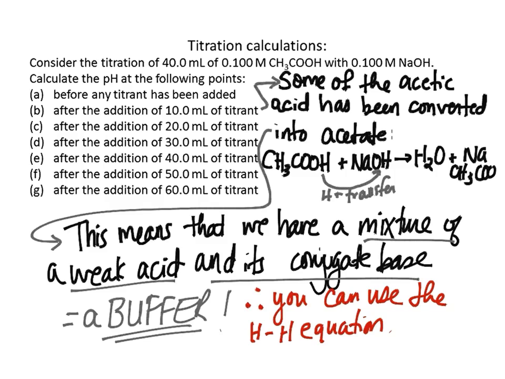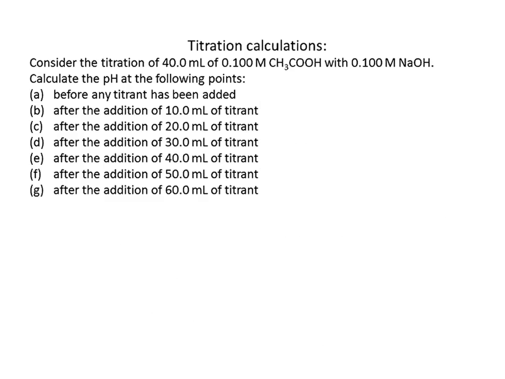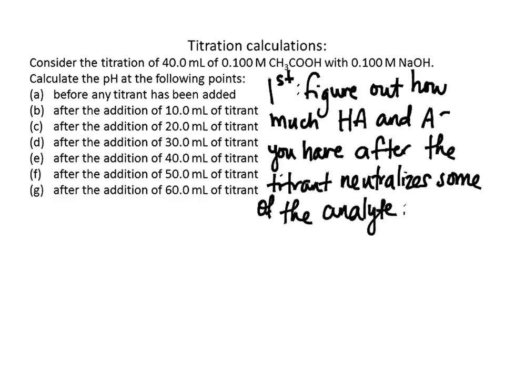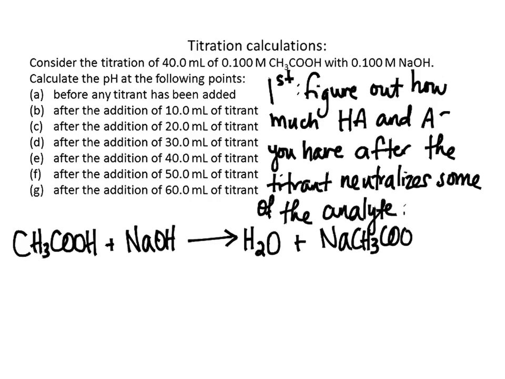So you're just going to figure out what concentrations you have after the neutralization reaction has occurred with the titrant and plug those values into the equation. So first figure out how much HA and A minus you have after the titrant neutralizes some of the analyte. We have to start with our neutralization reaction from the titration. We have to calculate how many moles of titrant we've added. We have 10 mL and it's 0.1 molar. And we have to calculate our initial moles of acetic acid. 40 mL and 0.1 molar means we have 0.004 moles, which is the same as 4 millimoles.